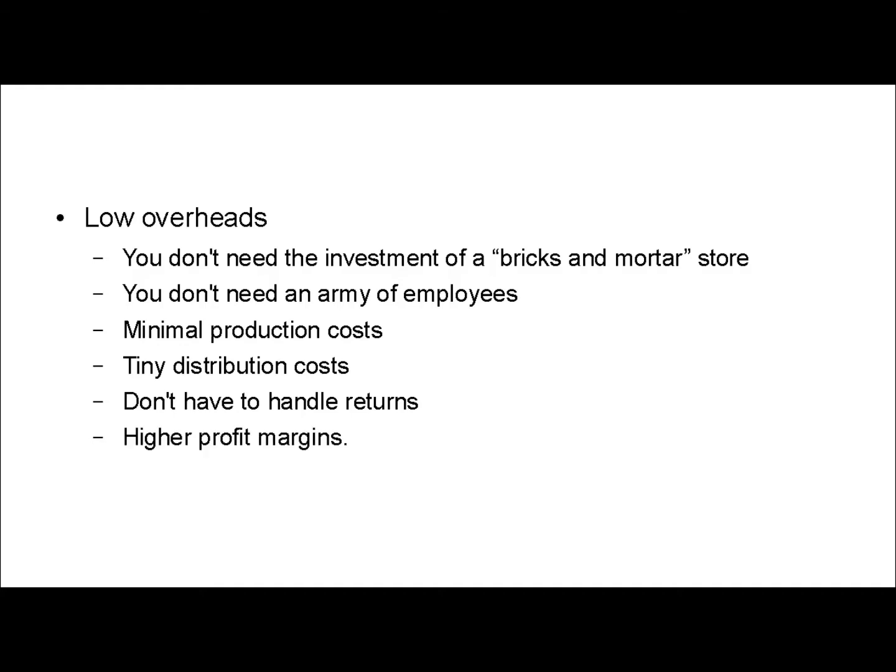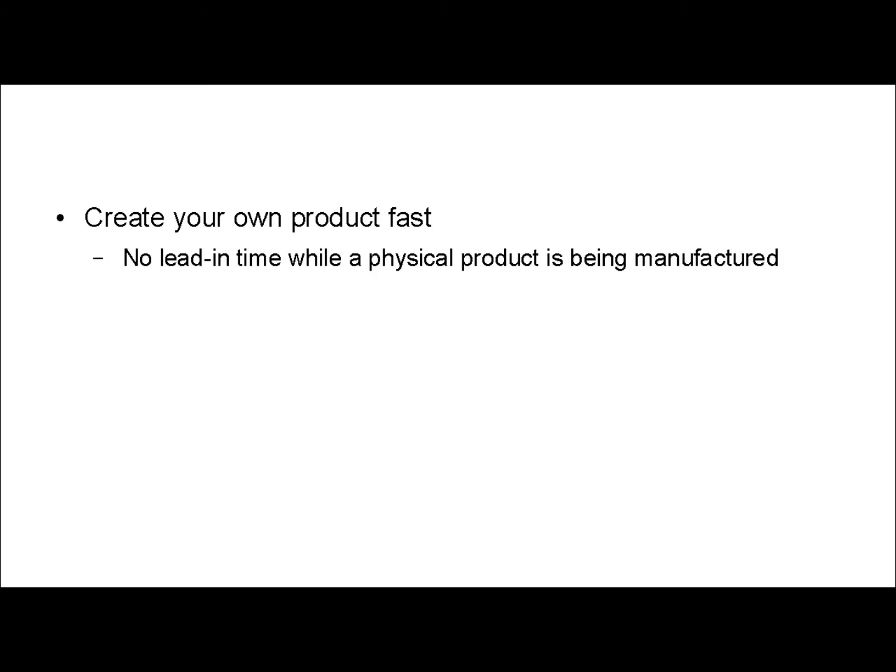And finally, there are higher profit margins. Because your overheads are so low, you can actually charge a lot less for a digital product than you would for a physical product, but you can actually make more money off of the whole thing. Another advantage is you can create your own product fast. There's no lead-in time while a physical product is being manufactured. Now, think about it. I don't know what device you're watching this video on, but it could be on a PC, or it could be on a tablet computer or a smartphone, and that's going to take a lot of time to manufacture.